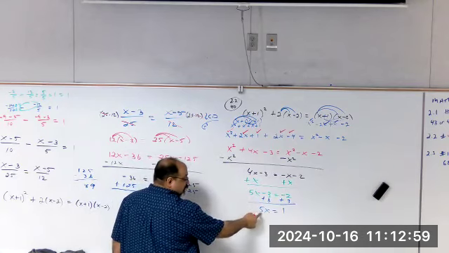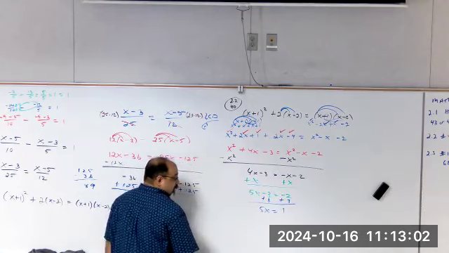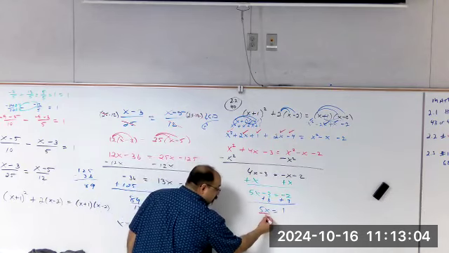We undo multiplication or division. This is 5 times x. What's the next thing? Divide by 5 on both sides.